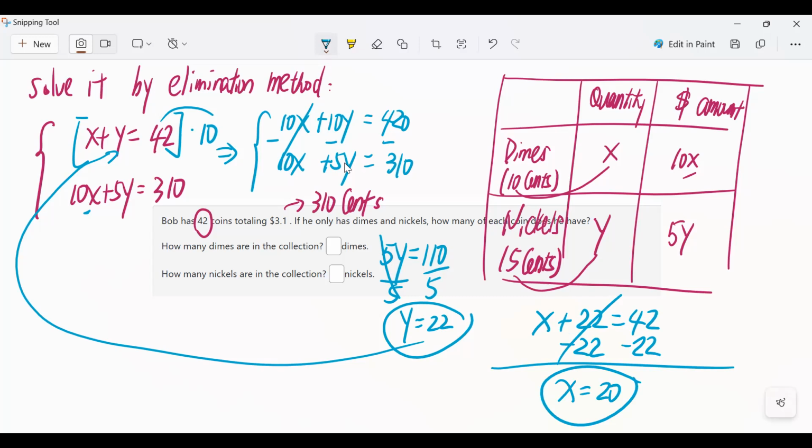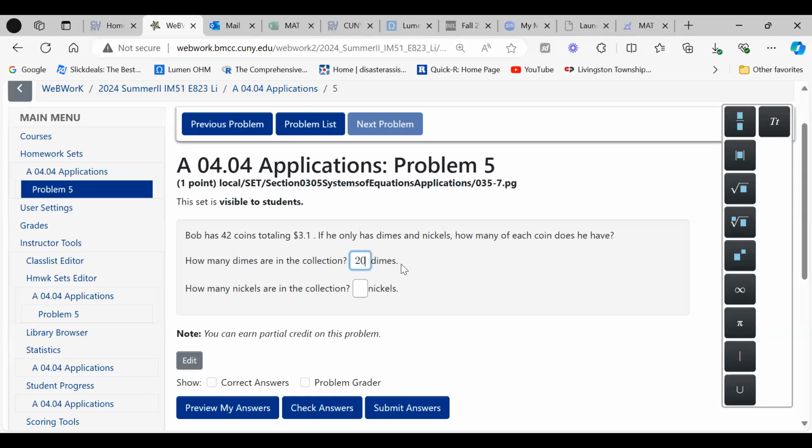20 dimes is $2, right? 200 cents is $2. 22 nickels is 110 cents. That's $1.10. When you combine them, you get $3.10. The total is 42 coins. So that means it's good. So we get 20 dimes, 22 nickels. Any question about this? So we're going to check the answer here. Oh, good. Okay.